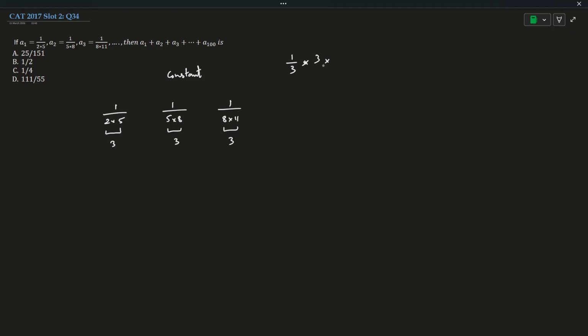And I have a1. What is a1, guys? I will write it again, so that you do not get confused. a1 is equal to 1 by 2 into 5, right? Now I see that the difference is constant, so I will divide by 3, multiply by 3. Same thing, right, guys? Now you might ask me why only 3? Because the difference is 3. Had the difference been any other number, you would have to divide and multiply by that number.